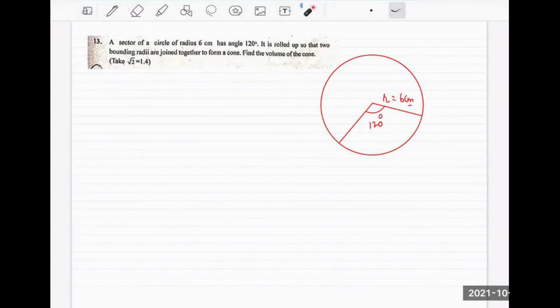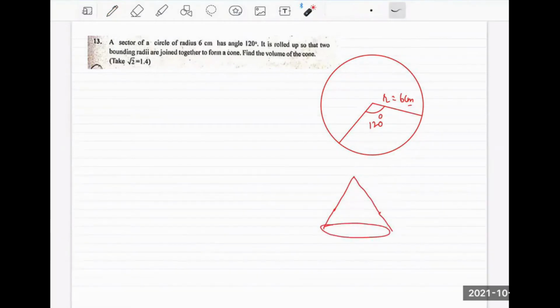Okay, you know how it is rolled, right? When these two are joined together, what will it form? It will form a cone. Try this at home. When you join these two together, it will form a cone. Now the question wants us to find the volume of the cone. We obtain a cone shape like this.